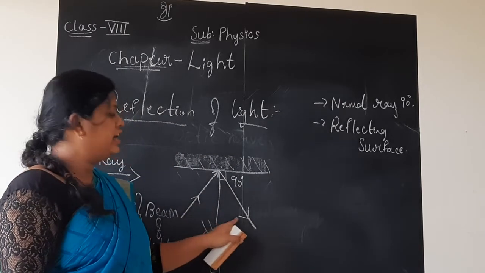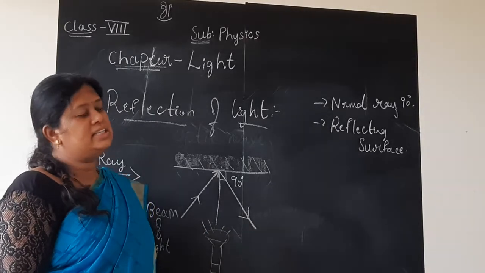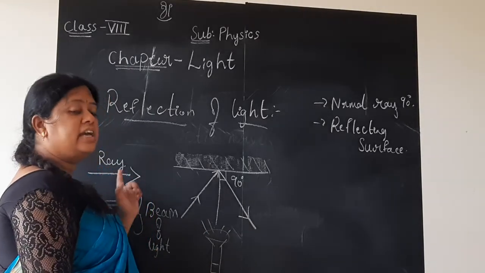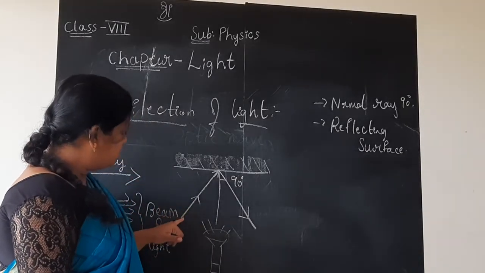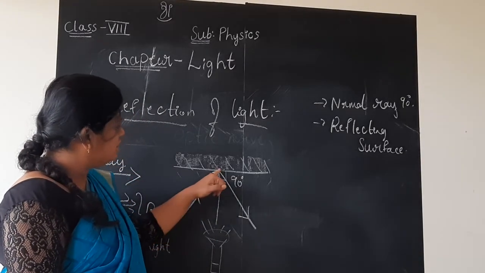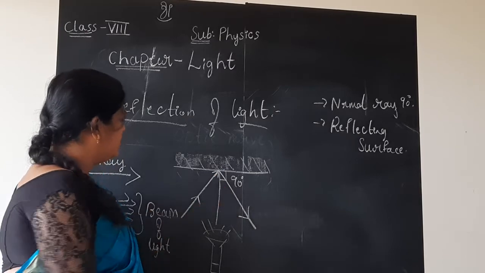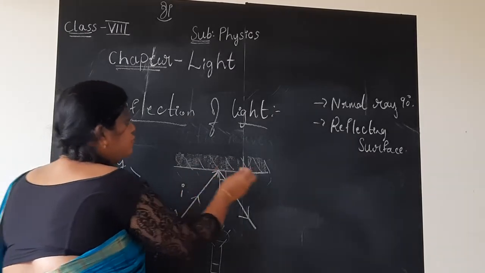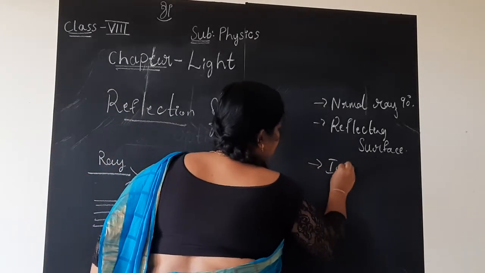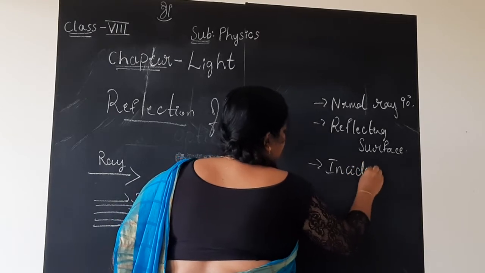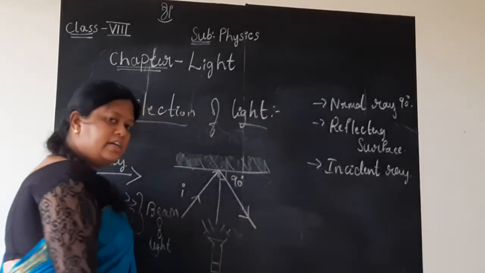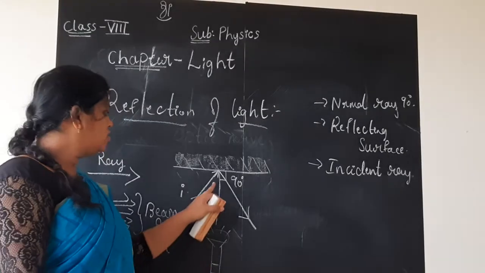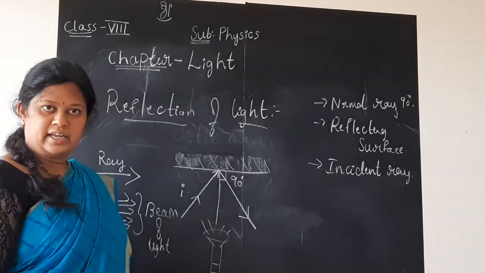Arrow marks are very important, children, as I said. While mentioning any ray of light, the arrow mark is very important. Why? Because when the light is falling on the surface, this ray is called the, I will write the full form, let me write it here. Incident ray. The ray which is falling on the mirror from the source is called the incident ray.